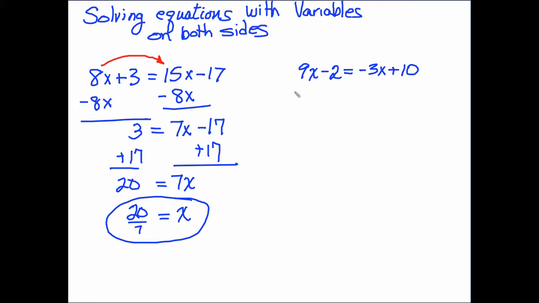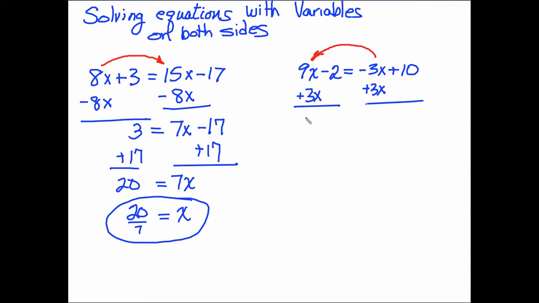Now let's take a look on the other side. 9x minus 2 equals negative 3x plus 10. There again, we have variables on both sides. And you might be able to notice that if we were to add 3x to both sides, we would be left with a positive coefficient of x. So let's do that. We'll add 3x to each side.